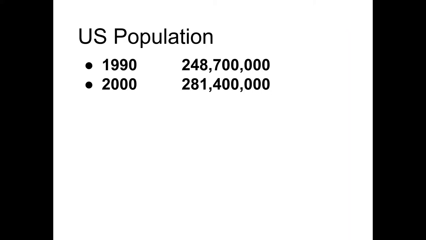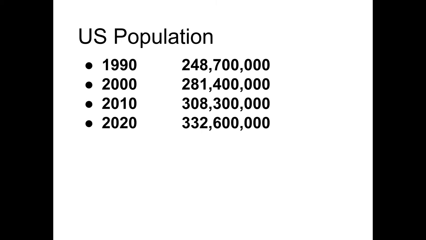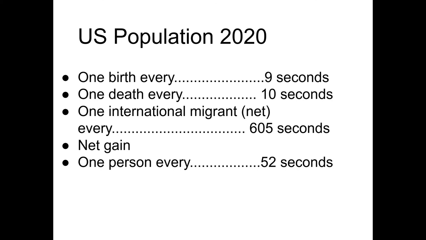U.S. population, 248 million, 281 million, 308, 330. According to the U.S. Census Department, we've got about 332 million people in the United States right now. One birth, and this is from the pop clock, one birth every 9 seconds, one death every 10 seconds. We get a new migrant, somebody immigrating, every 600 seconds. So it's a net gain of one person every 52 seconds.